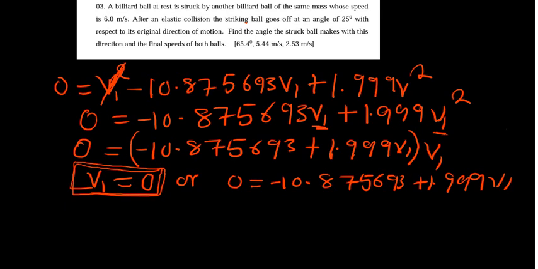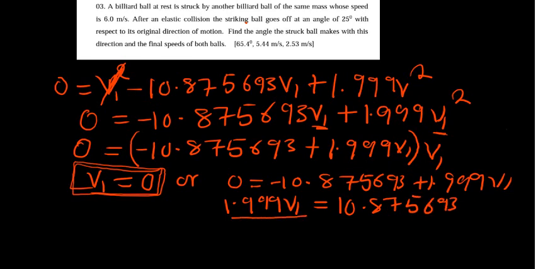So we're going to say 1.999 v1 is equal to, when the negative 10.8 crosses the equal sign, it's going to be positive. It's going to be 10.875693 divided by 1.999. So when we divide this, what are we getting for v1?